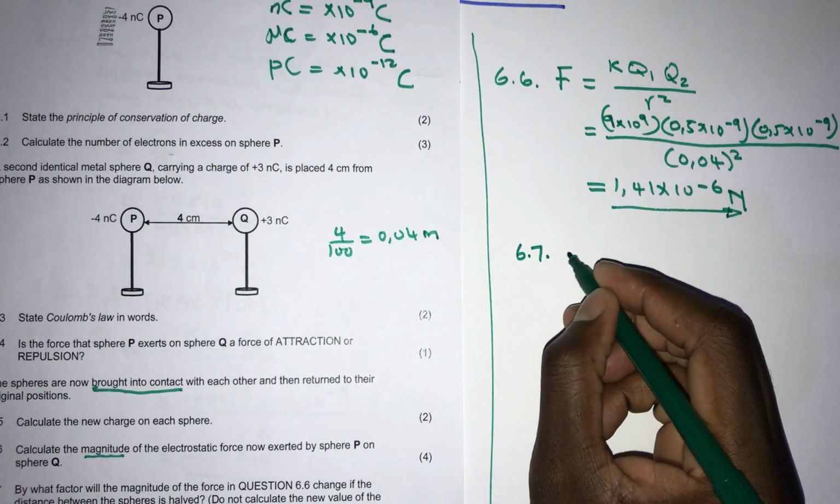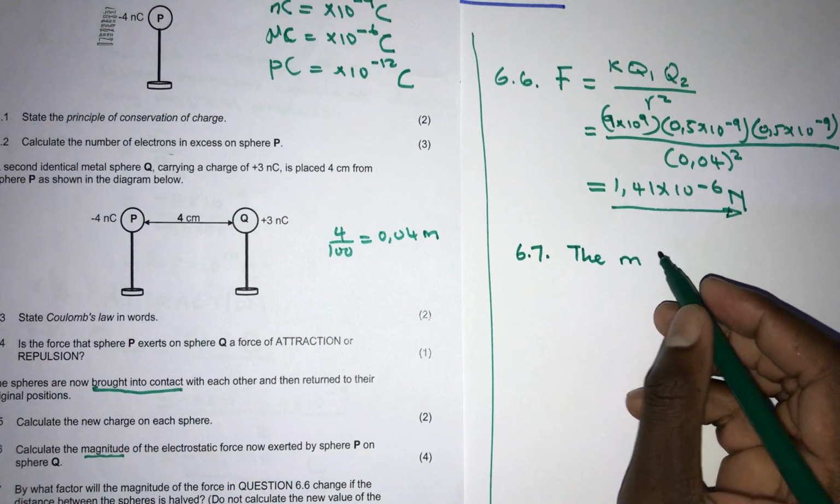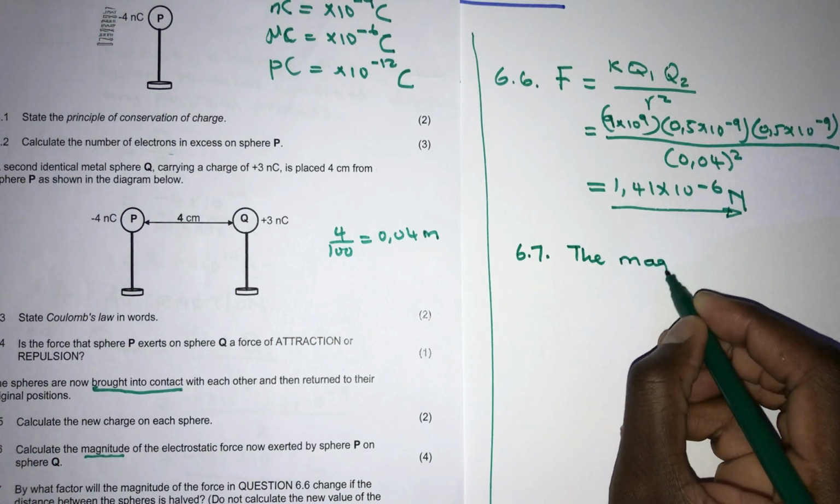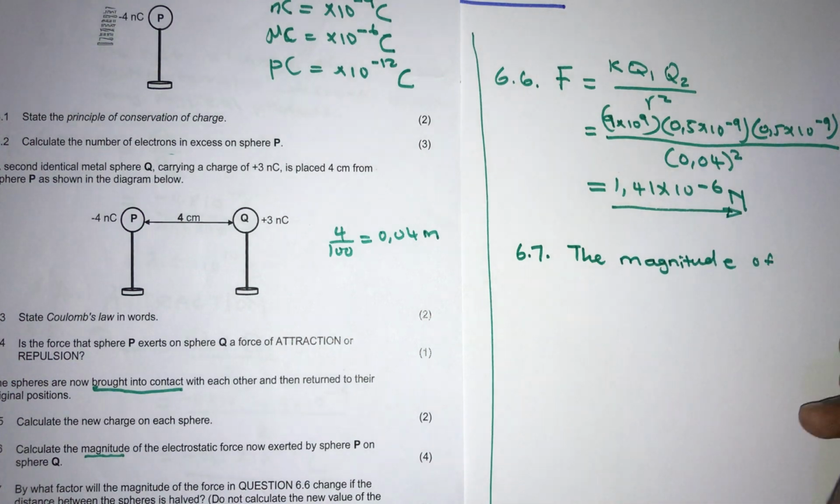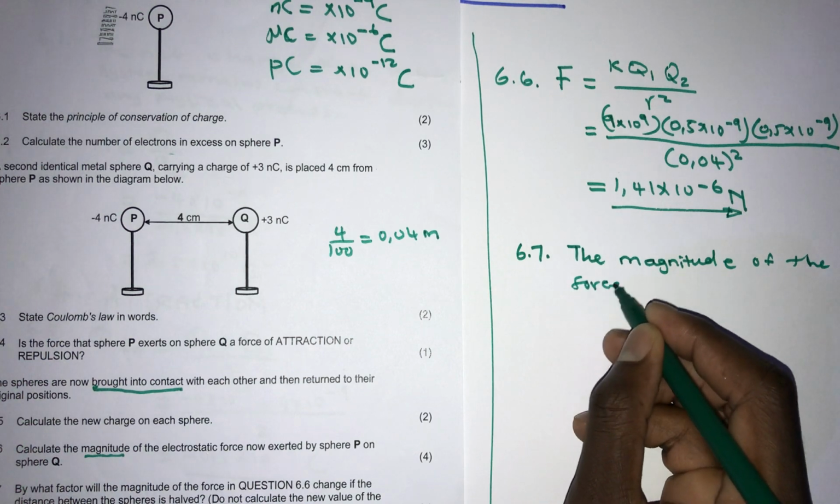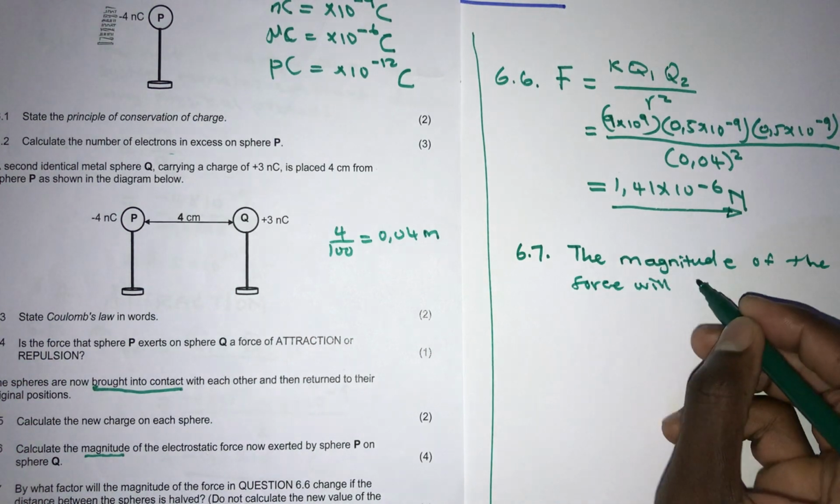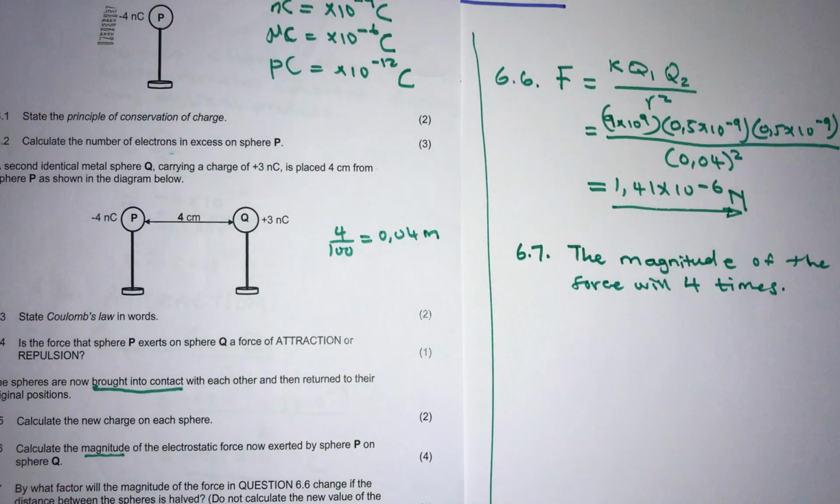So it means that the magnitude of the force will be 4 times. Because we halve the distance and then we square it. Once we halve it and then square it, that force is going to be 4 times. You can prove that if you have time.